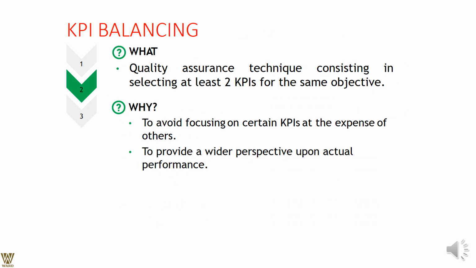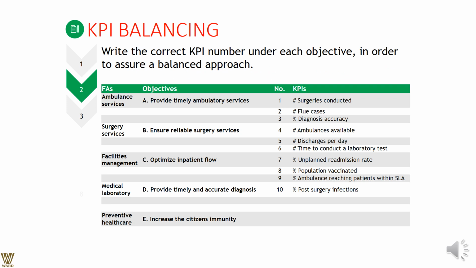So now comes KPI balancing, as to what you are doing about it. It is your quality assurance technique, consisting of the selection of two KPIs per objective. Why? To avoid focusing on certain KPIs at the expense of the others. Definitely yes, we do not want to compromise. We do not want to subsume any of the other KPIs. Let us focus on one at a time to provide a wider perspective upon the actual performance thereby.